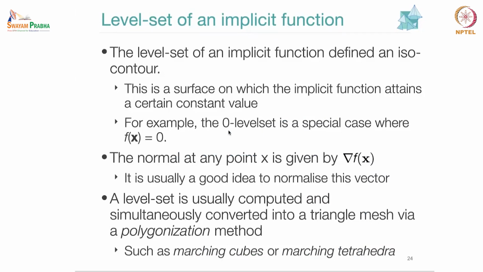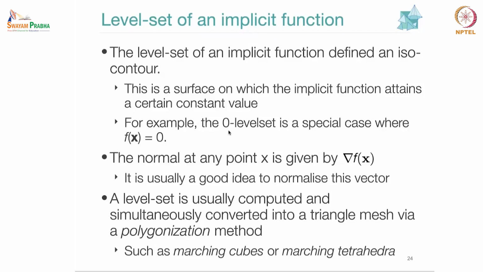The level set of an implicit function is defined as an isocontour. So whenever you hear the word isocontour or isosurface or level set, it's the same thing. Basically, you carve out a surface from that implicit function. In a sense, this is a surface on which the implicit function attains a certain constant value. For example, the zero level set is a special case. We have seen all the points that satisfy f(x) equals 0. In that case, 0 is the level set of that implicit function.